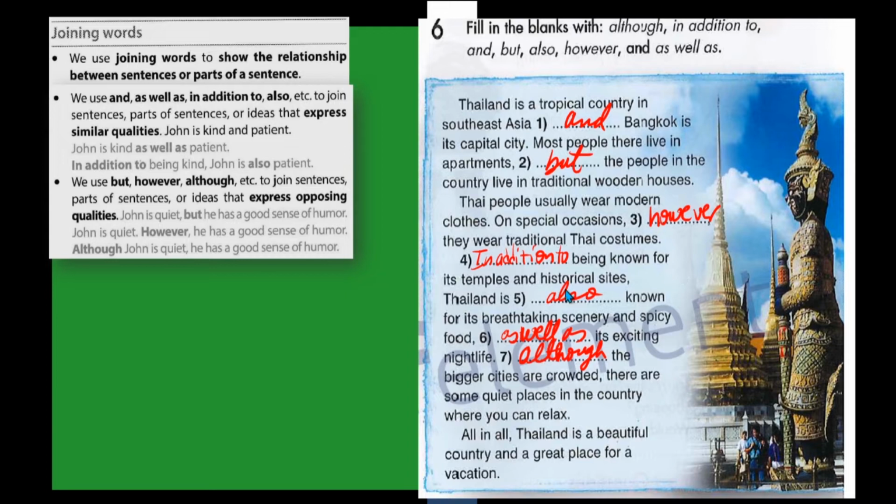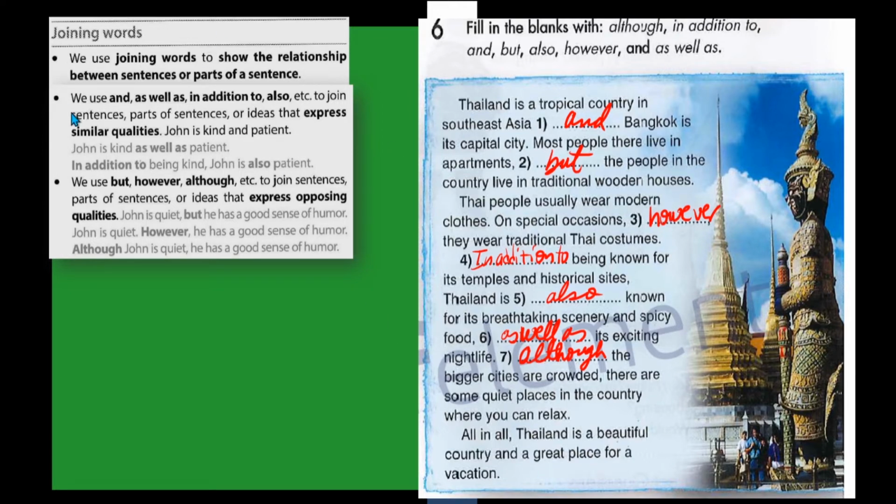In addition to being known for its temples and historical sites, Thailand is also known for its breathtaking scenery and spicy food, as well as its exciting nightlife. Although the bigger cities are crowded, there are some quiet places in the country where you can relax. All in all, Thailand is a beautiful country and a great place for a vacation.